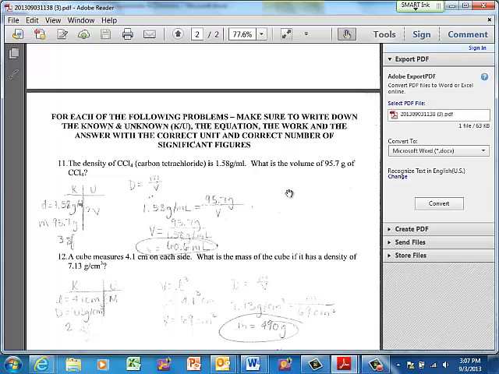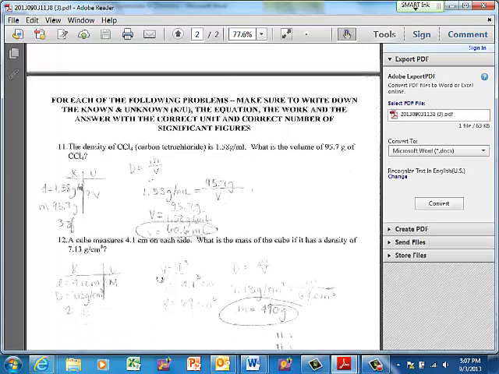So on the back here, the first one, you had the density, you were solving for the volume. So you had the known and unknown, you had the equation. The correct answer with 3 significant figures should have been 60.6 milliliters. Okay, 60.6 milliliters. It was an algebra, you needed to get that V up top.